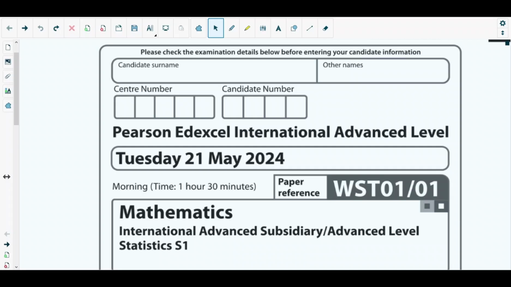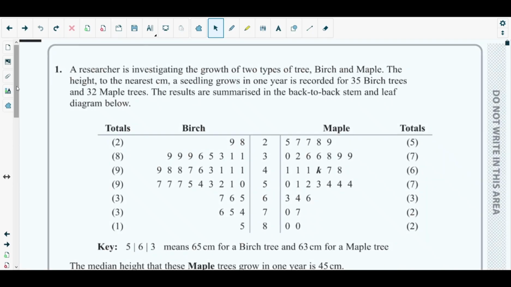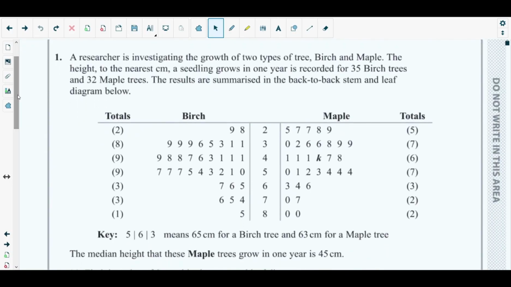So let's start with the first question from the S1 May 2024 paper. Let's see what's question number 1. If I give a brief review of the background, the concepts behind this question are from chapter 2 and chapter 3.